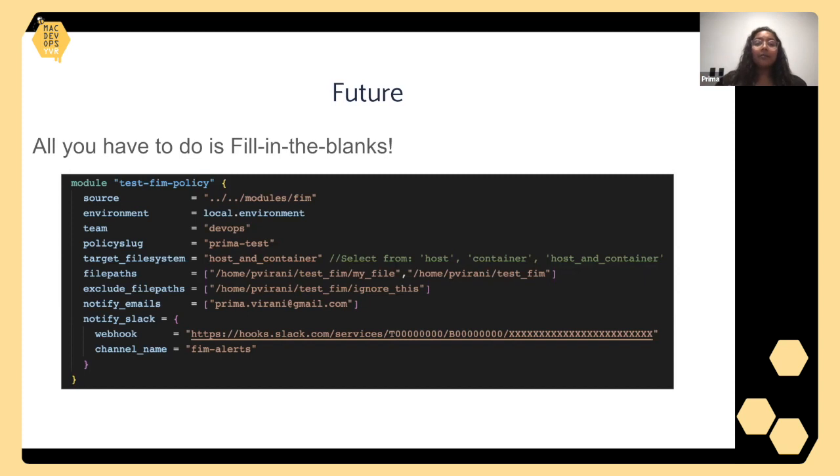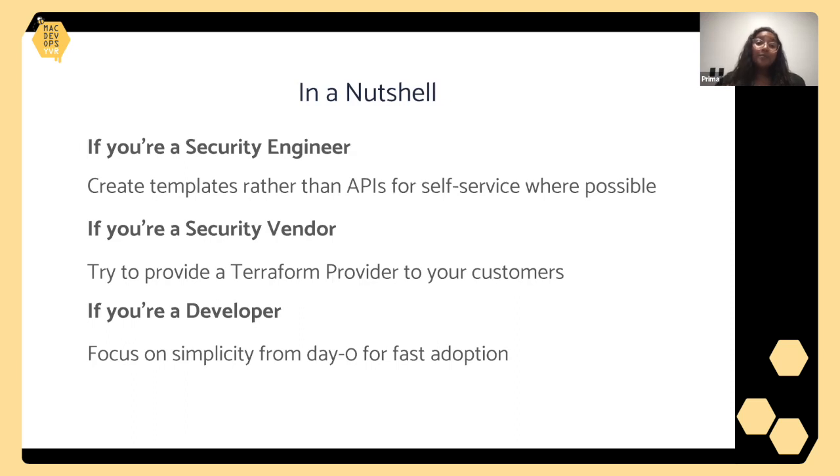So, there are many approaches that you can take in order to create this fill in the blanks type of policy creation situation. And in a nutshell, I'd recommend, if you're a security engineer, create templates rather than APIs for self-service wherever possible. This can help make things simple, and this can help your various engineering partners to adopt a security solution a lot faster than they would otherwise.